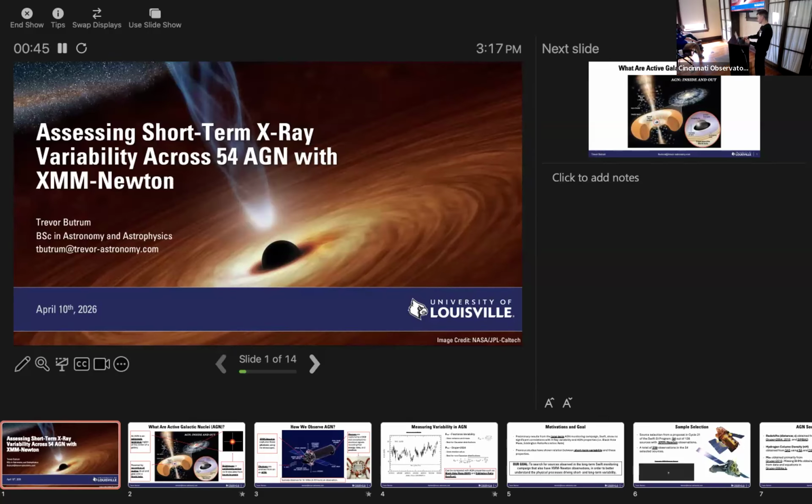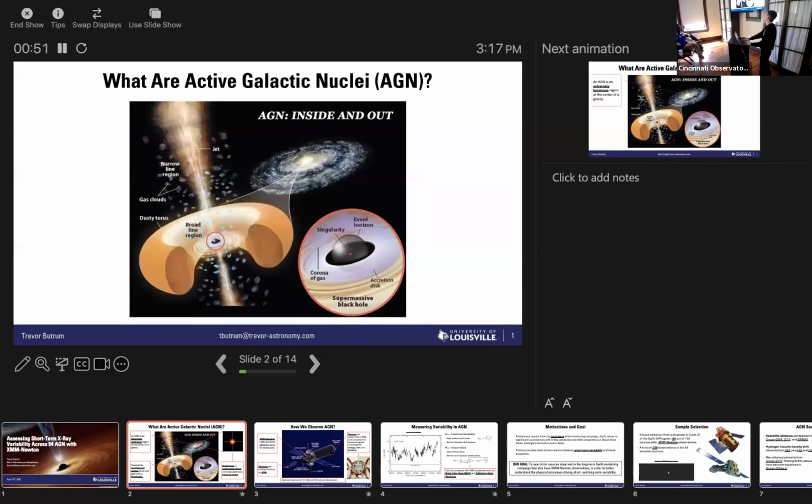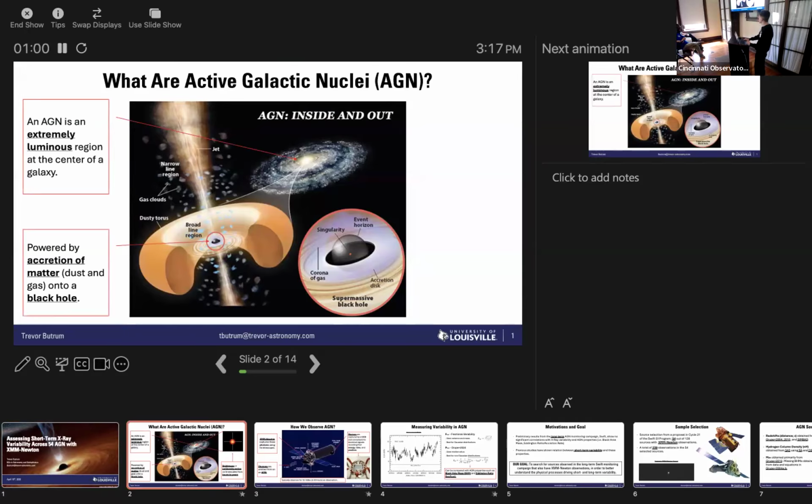I'm going to give a brief introduction to AGN. You're probably going to hear this a bunch of times in this session. What are active galactic nuclei, or AGN? It's an extremely luminous region in the center of a galaxy, and this region is powered by accretion of matter, dust and gas onto a black hole.